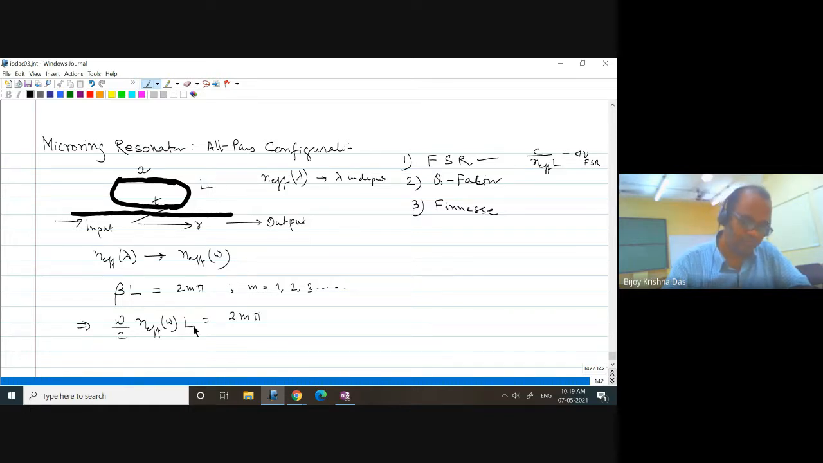Now if I modify this a little bit, writing the left hand side, n effective of omega times omega equal to 2 pi c by L times m.